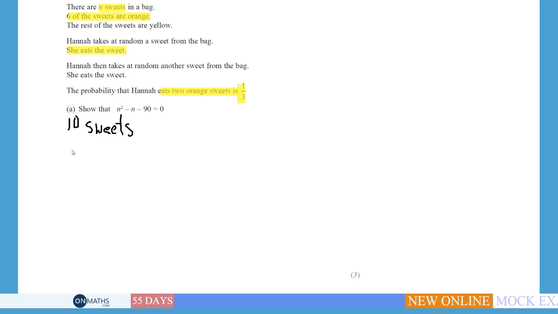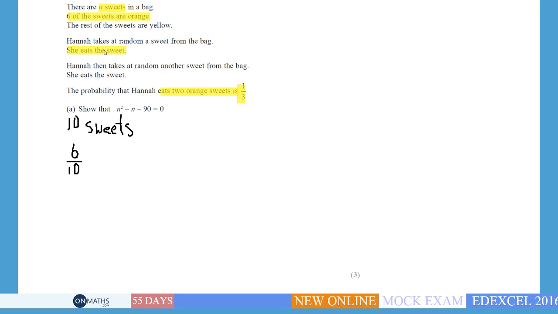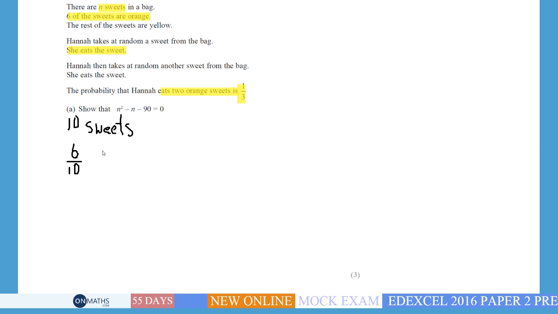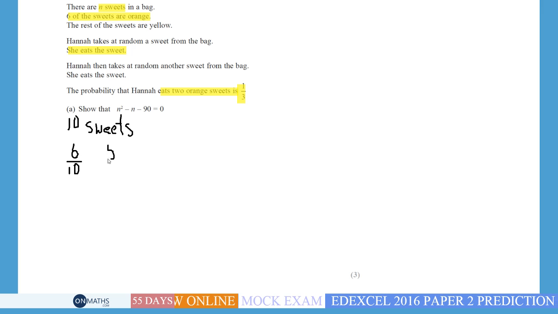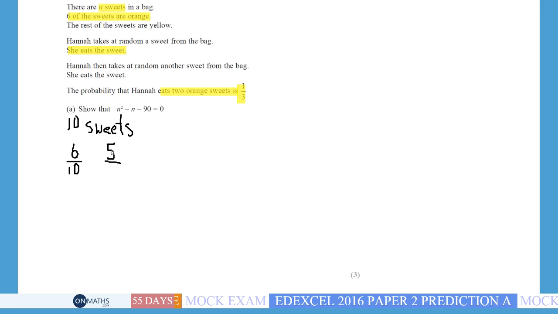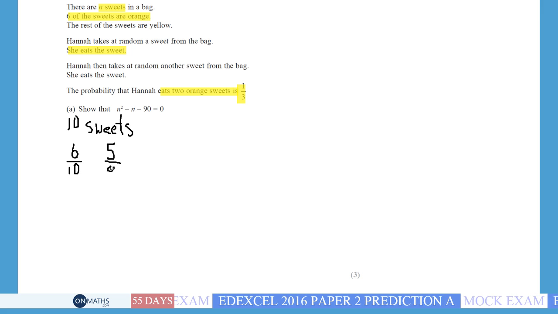Now, the probability of picking orange is going to be therefore 6/10. Okay? If she eats the sweet, which makes it not an independent probability question, it makes it a conditional probability, it means the probability will change. There is going to be 1 less orange sweet. Therefore, the chance of her picking another orange sweet is going to be 5, because she's eaten 1, and there's not 10 anymore, there's 9.